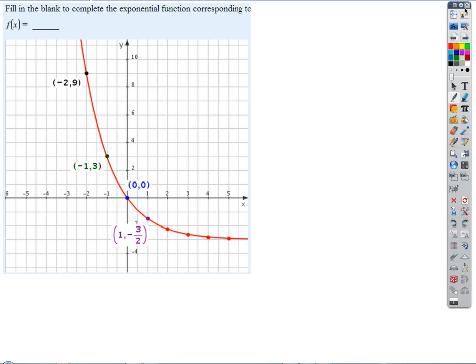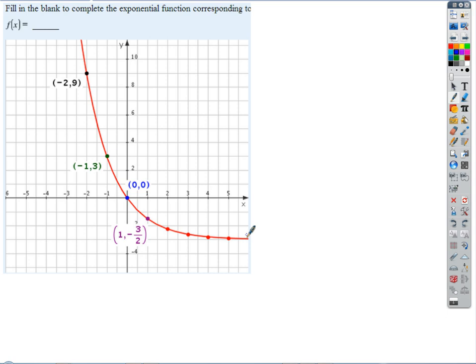Has this been translated? Yes. It definitely has been translated. How do you know that? Because it's not 0 and 0. Look at these down here. Now, the asymptote, if it hasn't been translated, what is the horizontal asymptote for an exponential function? Y equals 0.